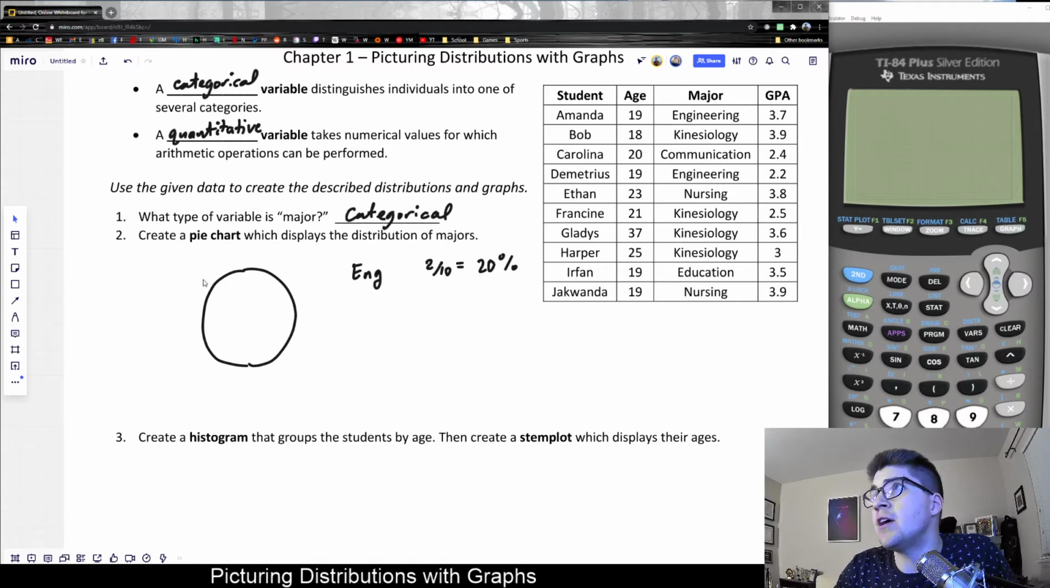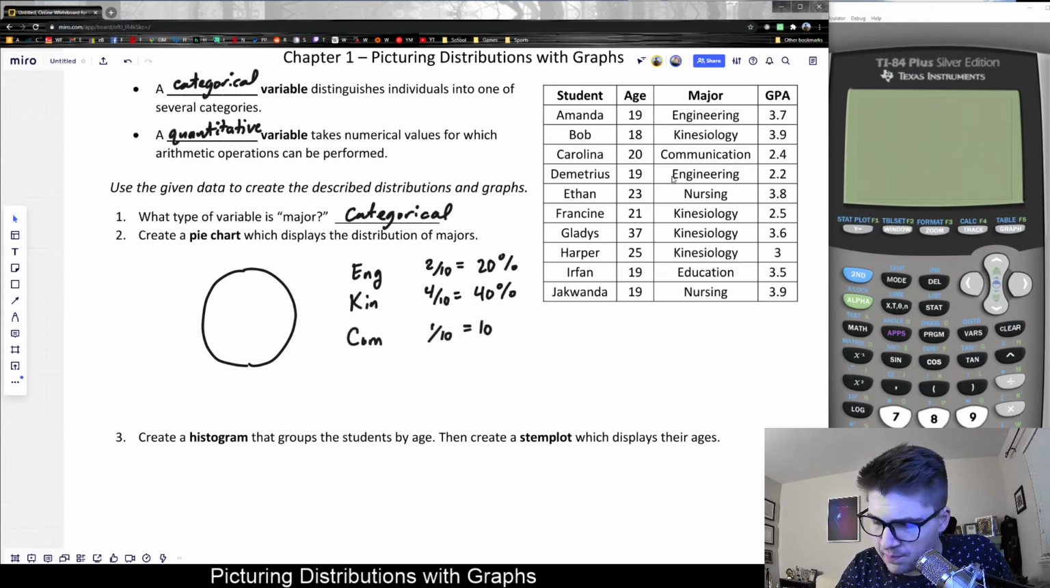And then we have, looks like 1, 2, 3, 4 kinesiology majors. So I'll just write kinesiology, 4 out of 10, which would be 40% of our sample here. We have, it looks like 1 communication major, which would be 10%, of course. Then 2 nursing majors and 1 education major. So nursing is 2, and then education major.